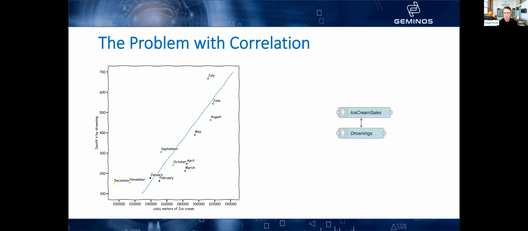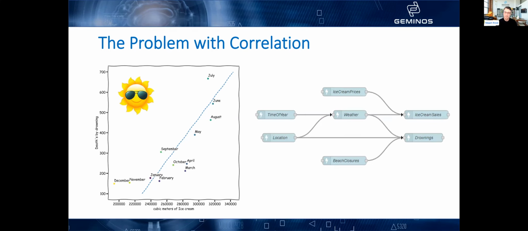And part of the challenge is the current state-of-the-art AI just doesn't understand that those two things don't cause each other. It sees a pattern in the data, and it would try to make predictions based on that. And the reality is, obviously, the situation is a little bit more complex. The fact is, it's really driven by the weather in both cases. So there's an underlying cause of both. And obviously, we've also got to bring in things like time of year, location, maybe pricing, beach closures, whatever it is.